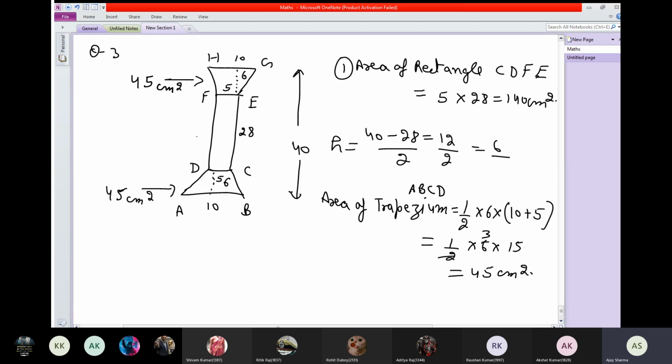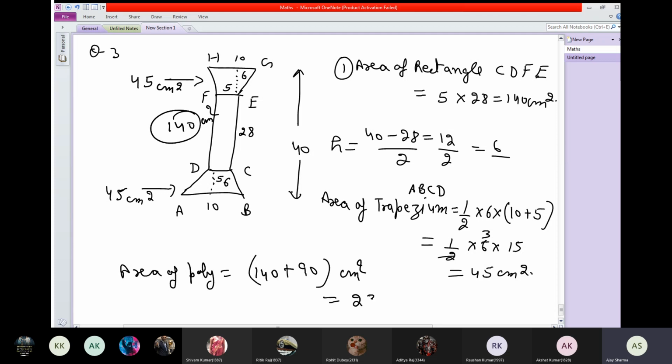Now you have to add 45 and 45, 90 centimeter square. One is 45, one is 140, and another is 45. Now the area of the polygon is 140 plus 90, and the total will be equal to 230 centimeter square. Question number 4 is already done.